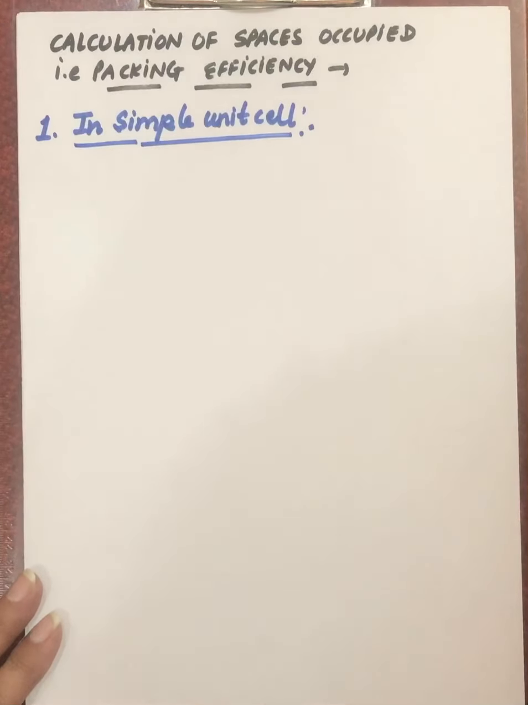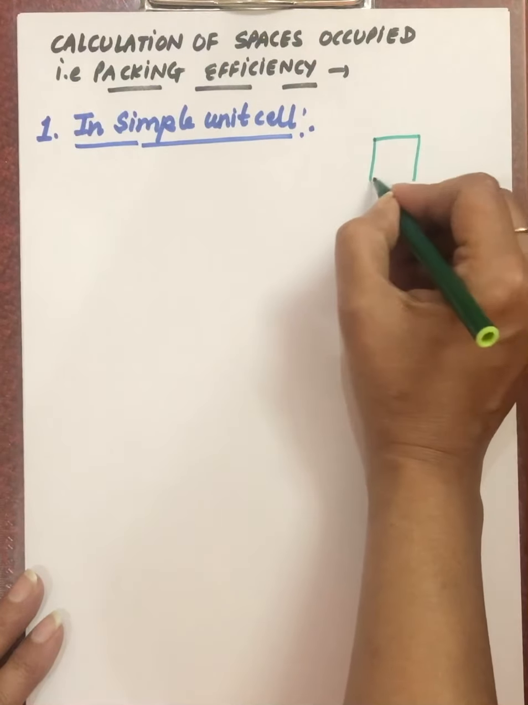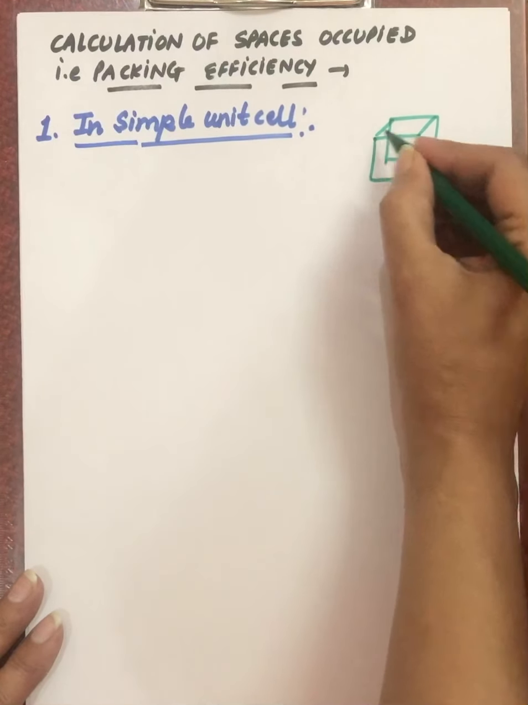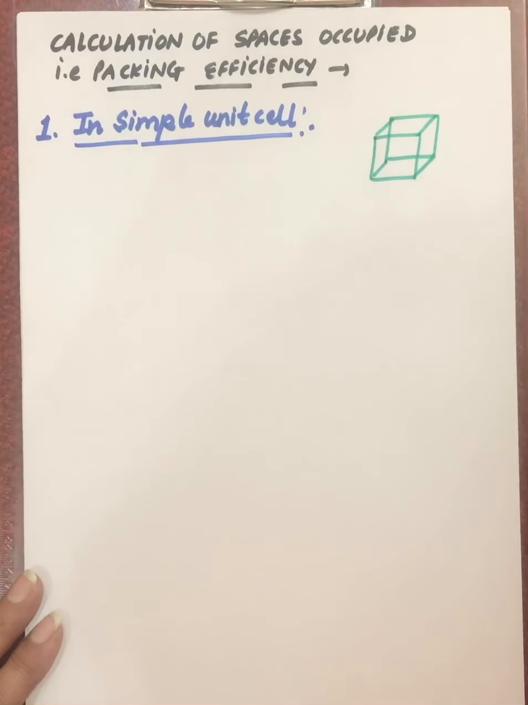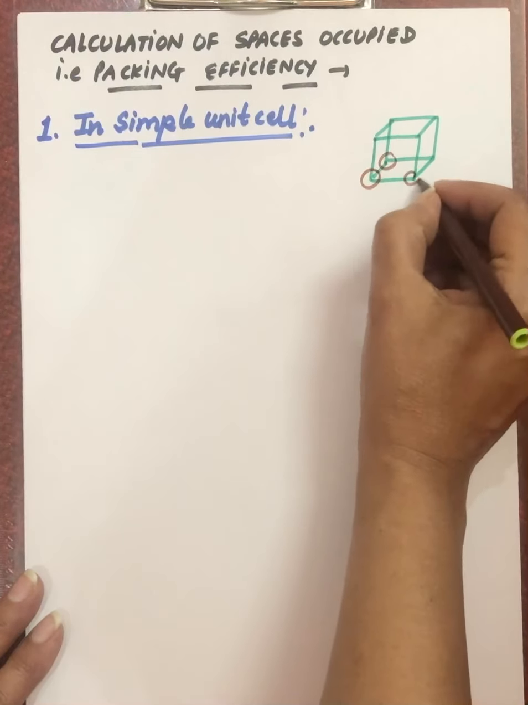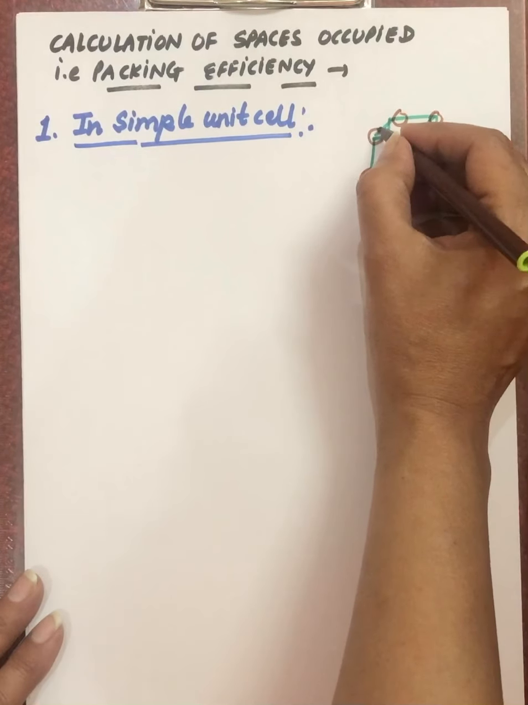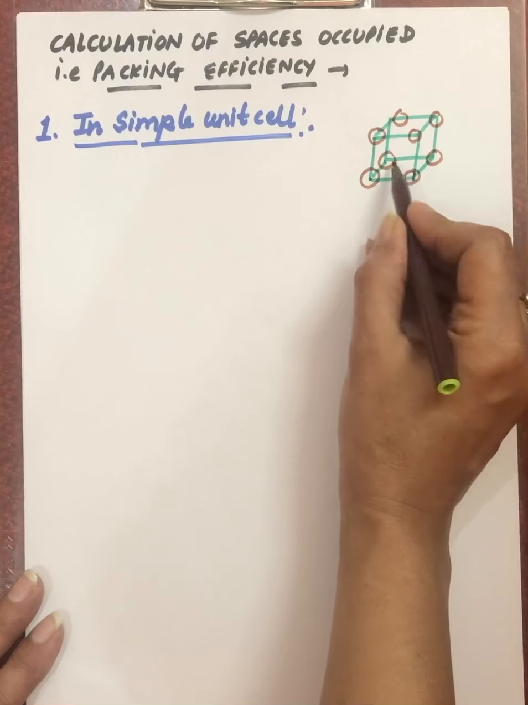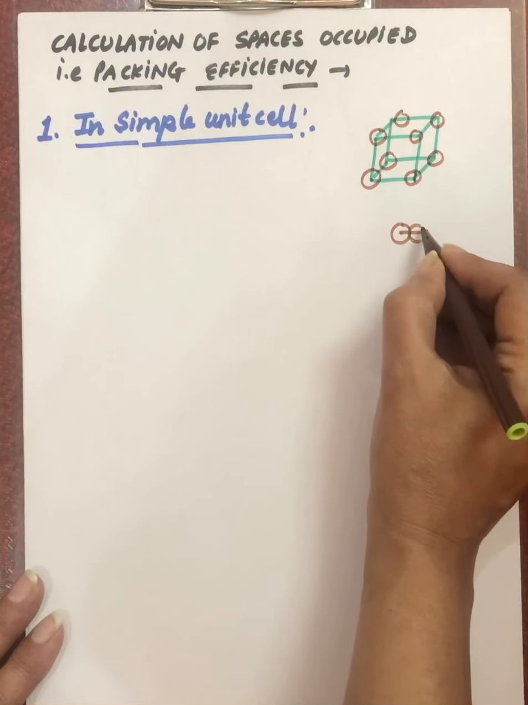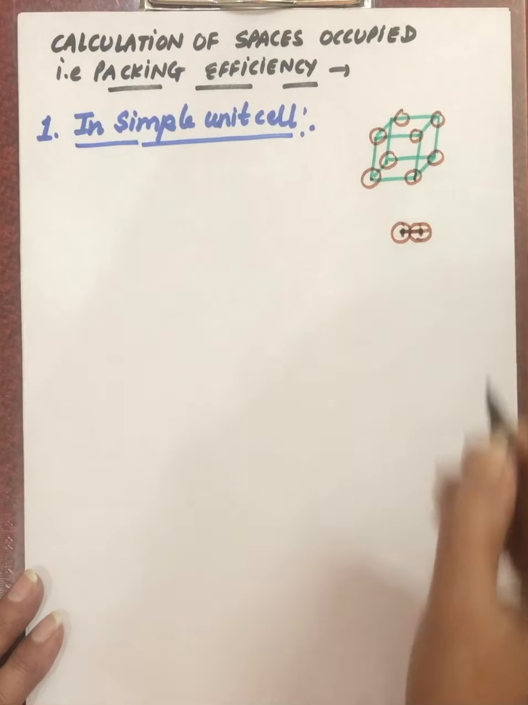Now, simple unit cell is that unit cell in which the particles are present only at the corners of a unit cell. This we have done. Actually, these particles are touching each other. They are present like this in a unit cell.